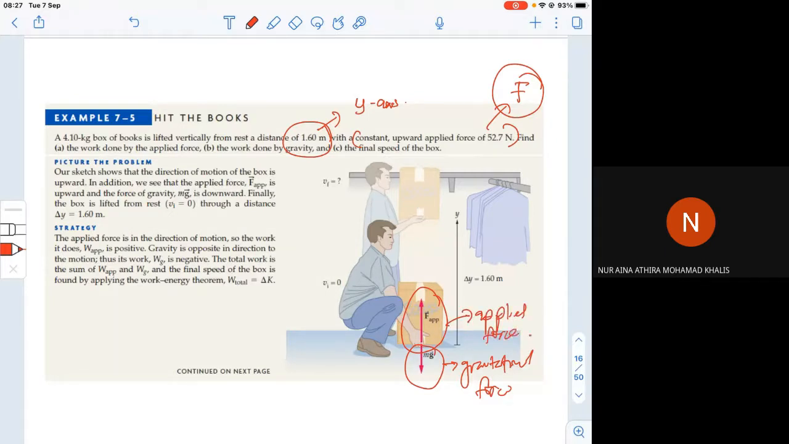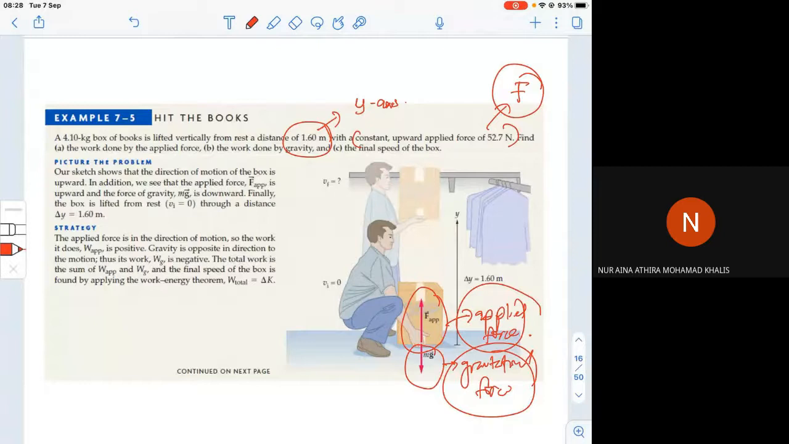If the box is not lifting, the box is on the floor, so it only has a normal force. But right now, we try to lift the box away from the floor, which means we will have an applied force and also a gravitational force. The gravitational force is going down, and because of that, we're going to calculate part B, which is the work done by gravity.